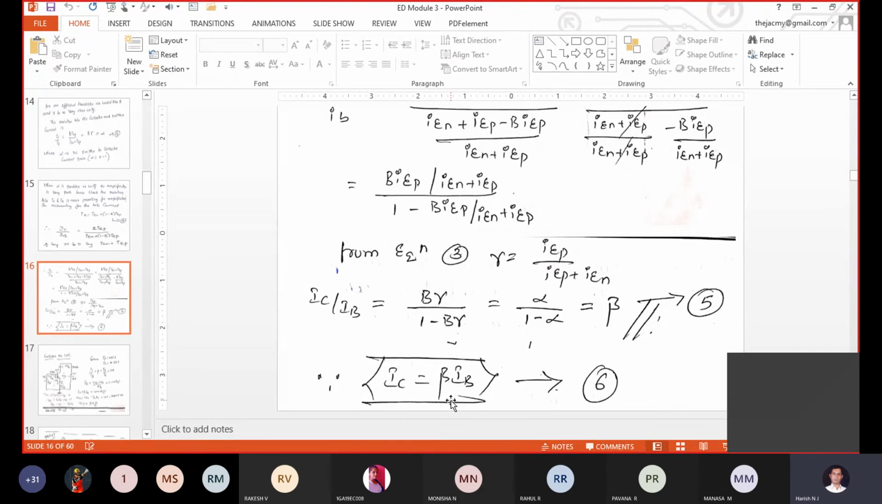Correct. So when beta is equal to 100, a very small change, it may be an increment or a decrement with respect to IB, your IC will be fluctuating a lot. So when IB is equal to 0.2 micro, just check out the value of IC when beta is equal to 150. The same way you can take IB equal to 50 micro.